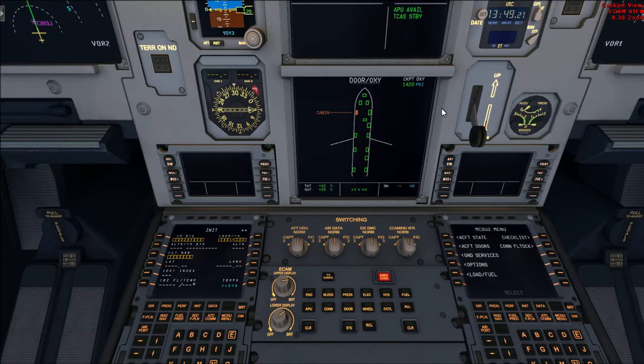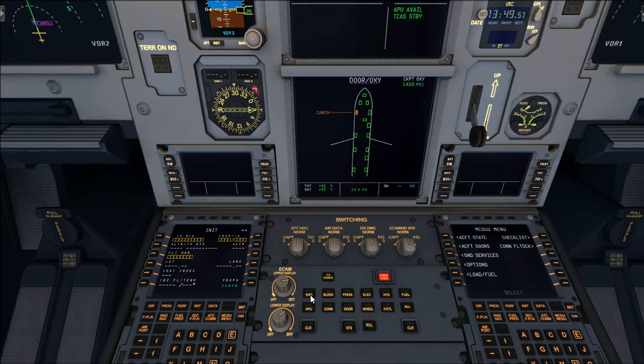Now this is the ECAM. ECAM controls all the systems of the aircraft. It shows the pilot all the systems, like fuel, flight control, hydraulics, landing gear, electrical, cabin pressurization, doors, air conditioning systems, bleed, engine, and APU functions.